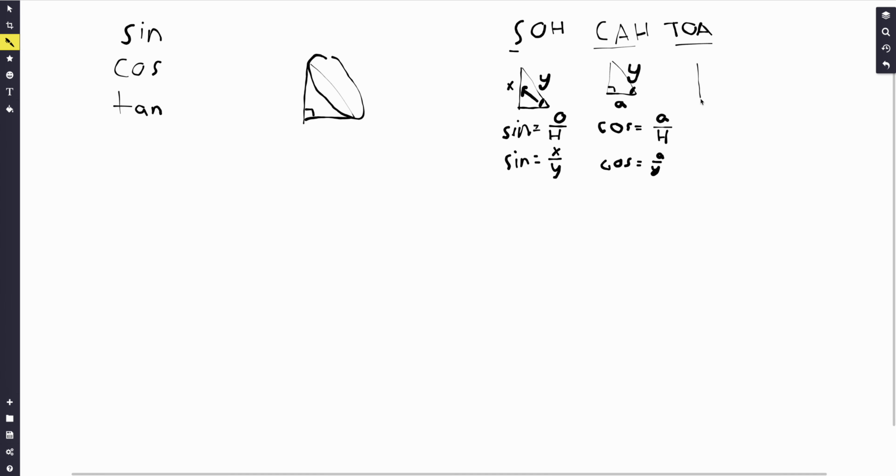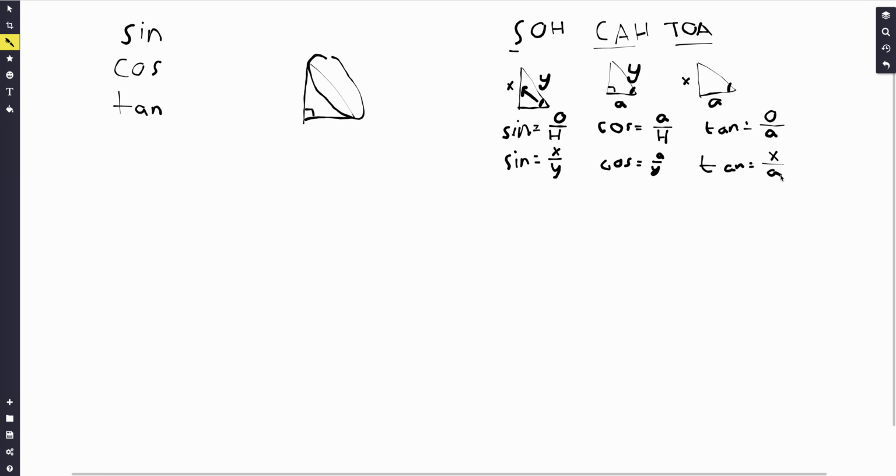Now, moving on to TOA. Let's draw a diagram again, a right triangle of course, and focus on this angle once more. Now we need to find the opposite side, which we already know and labeled as x, and the adjacent side, which we had labeled as a. So now we know that tangent is equal to the opposite, because O is first, over the adjacent, because A is next. In this diagram, that gives us tangent is equal to x over a.